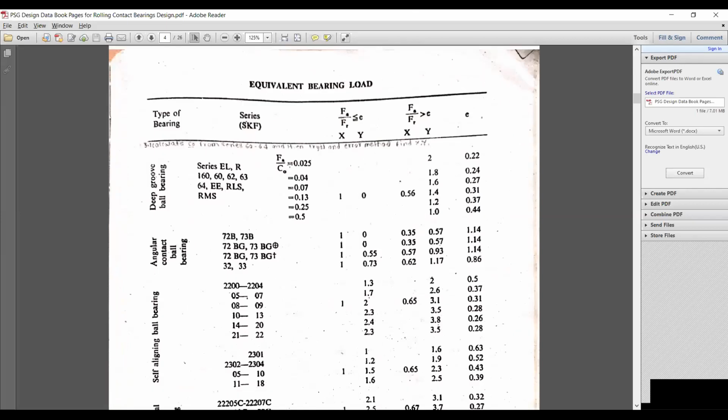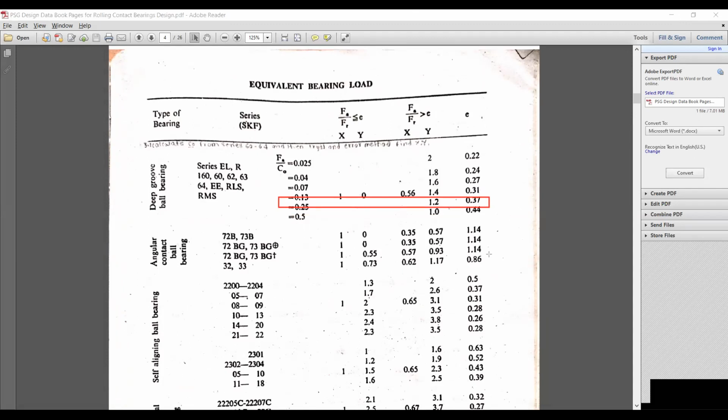Okay, so the FA upon FR ratio, which we have calculated, is 0.8, and the FA upon CO ratio is 0.25. So here the 0.25 value is given, and the value of E is 0.31. Now we find that the value of FA upon FR ratio is greater than that of E.